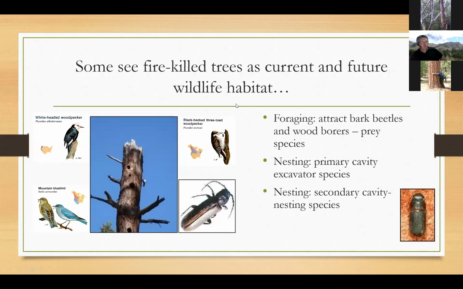Some see fire-killed trees as current and future wildlife habitat, and certainly you don't have to go back more than a decade or two to when we really had some serious snag deficits in many parts of our forest, because we'd been managing to get rid of snags for a long time. I would argue that between the droughts, the bug kill, and the fires, many of those same forests no longer have a snag deficit. Many have a snag surplus, but we still have invertebrate communities and primary cavity nesters that depend on a continuous supply of snags for both foraging and nesting habitat.